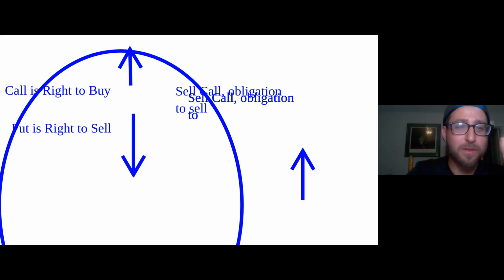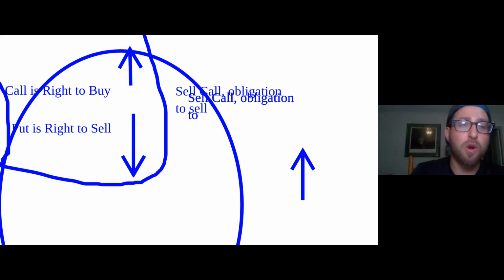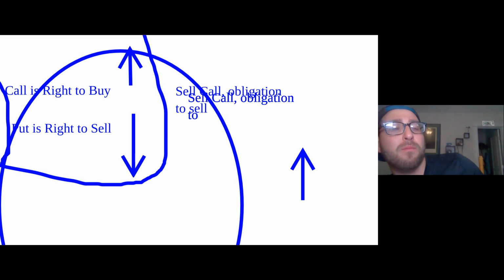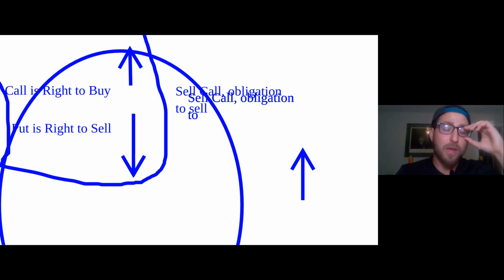That's why it's important to know this side is more important. Call is right to buy, price goes up. Put is right to sell, price goes down. If you know those two things, everything else is just the opposite. Sell a call, down, obligation to sell. Opposite of up is down, opposite of buy is sell. Obligation to sell is opposite of right to buy, and vice versa.